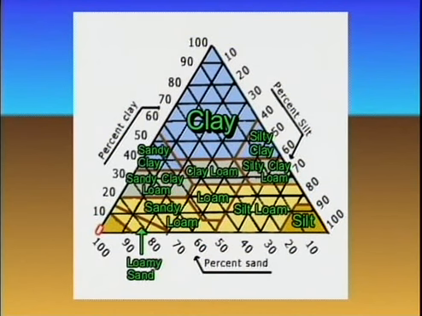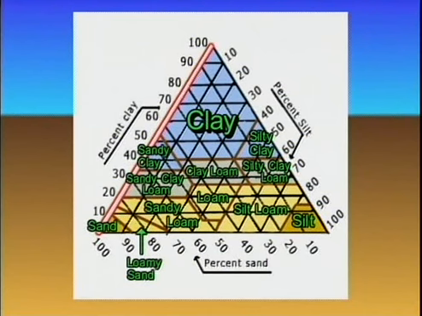The final axis on the soil textural triangle is the percent of clay. Percent of clay starts at the lower left-hand corner being 0%, and it runs up the left-hand side of the triangle to 100% up here at the top, or apex, again.